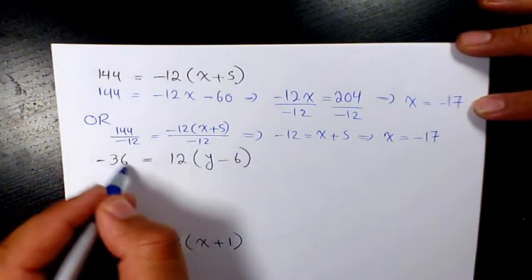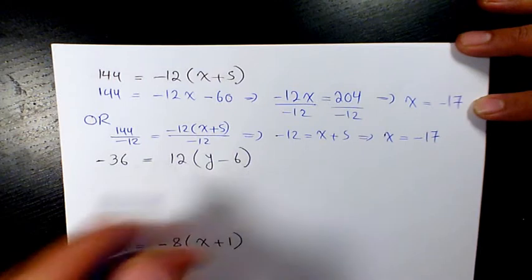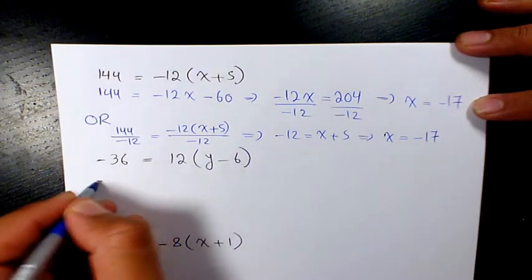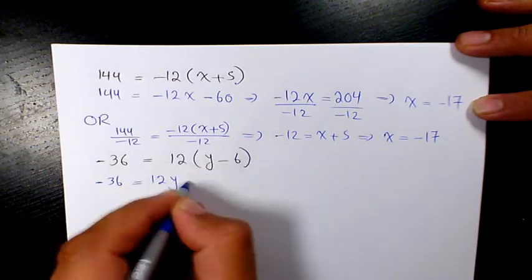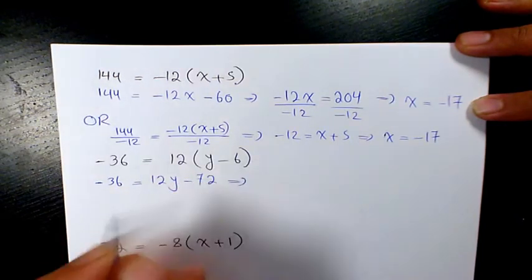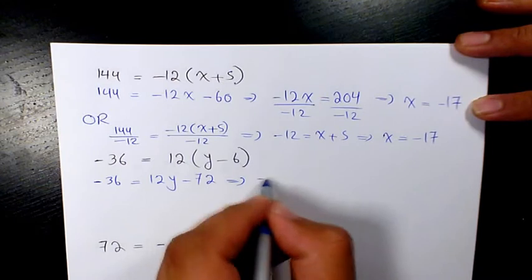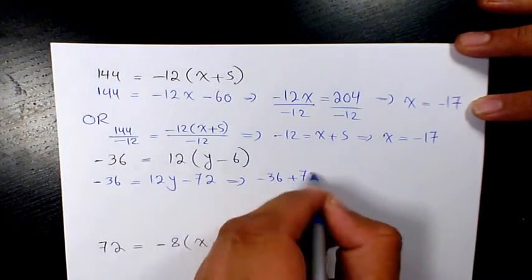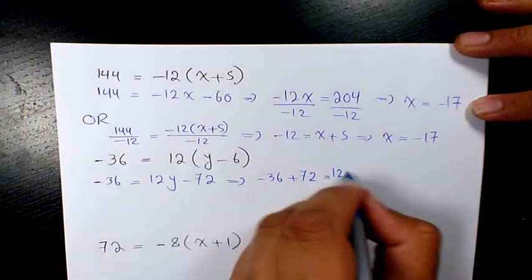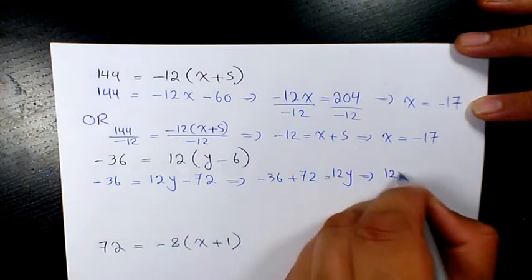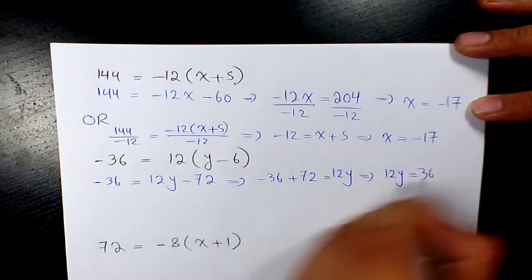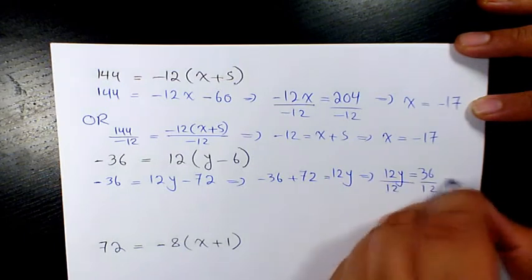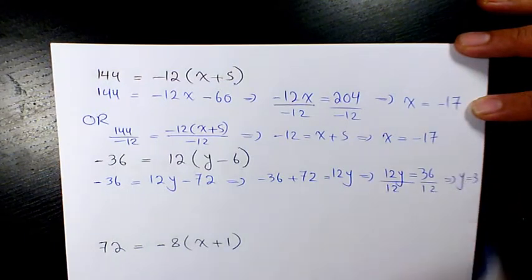Negative 36 equals 12 times y minus 6. So what I need to do, I need to have negative 36 equals 12 times y, which is 12y, minus 12 times 6, which is going to be 72. So you can say negative 36 plus 72 will be equal to 12y. So you can say 12y equals 72 minus 36, which is going to be 36, and you divide both sides by 12. So y will be 3.